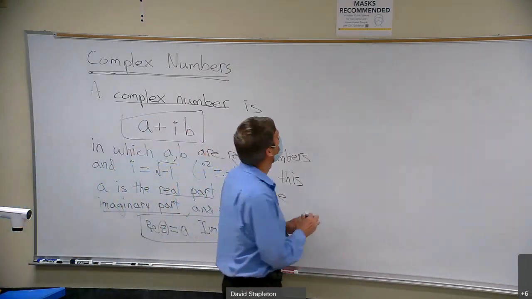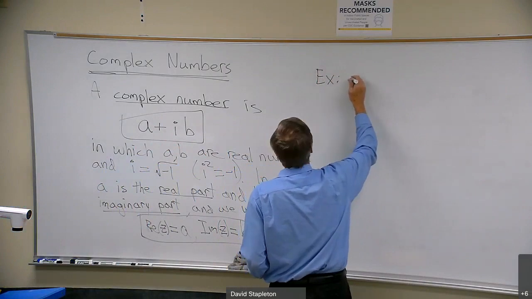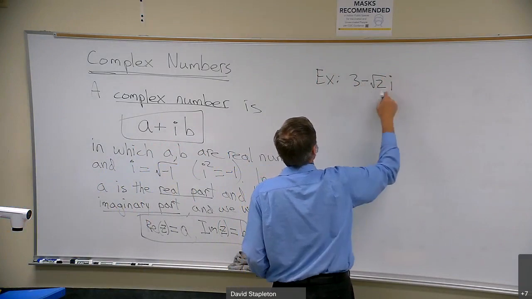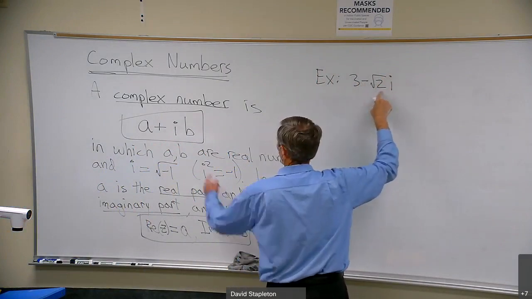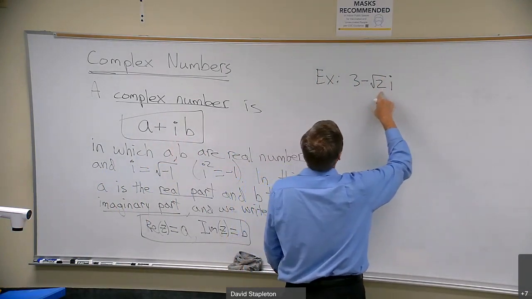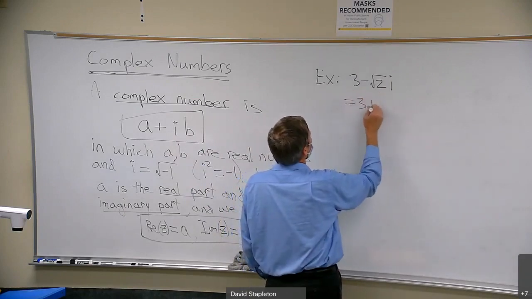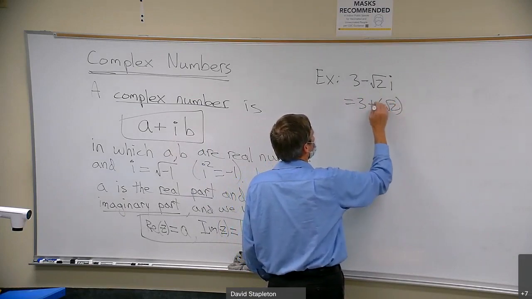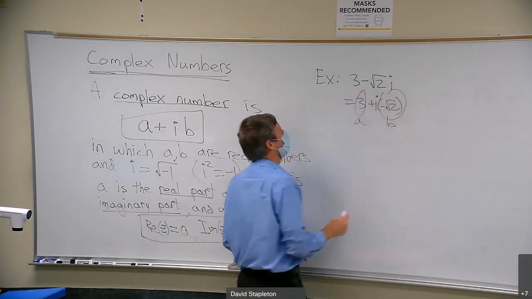So let's say 3 minus square root 2 i. You can actually put the i before or after the number it multiplies. I can put a plus ib or a plus bi, and people write them both ways. It means the same thing. In this number, you can think of this as 3 plus minus square root 2 times i. Let's put the i in front this time. And then this must be a, and this must be b.